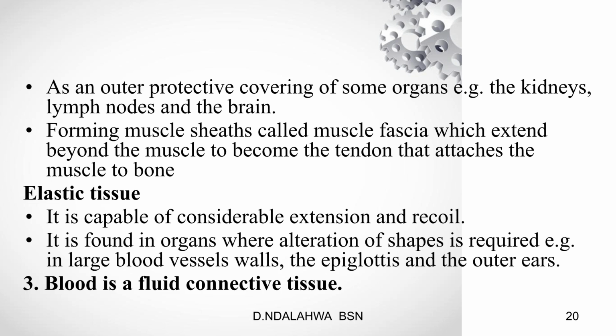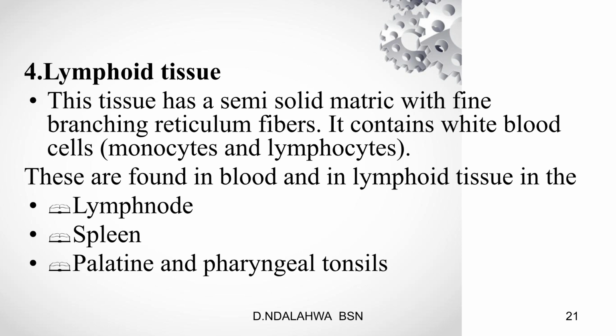Blood is considered a fluid connective tissue. Lymphoid tissue is the fourth type, having a semi-solid matrix with fine branching reticulum fibers. It contains monocytes and lymphocytes, which are white blood cells found in lymph nodes, the spleen, and the tonsils.